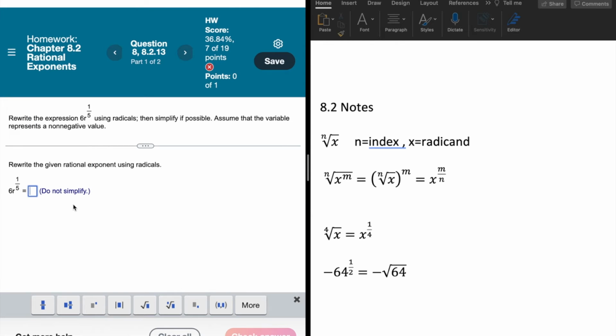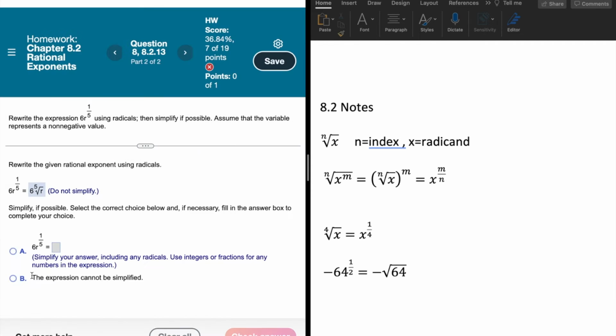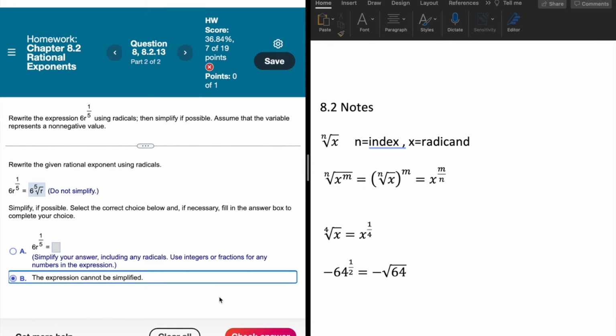All right, so same idea, rewrite. Well, that 6 isn't in parentheses, so that exponent isn't applying to 6, it's only applying to r, so that's the 5th root of r to the first power. And once again, that can't be simplified. There's nothing to do beyond that.